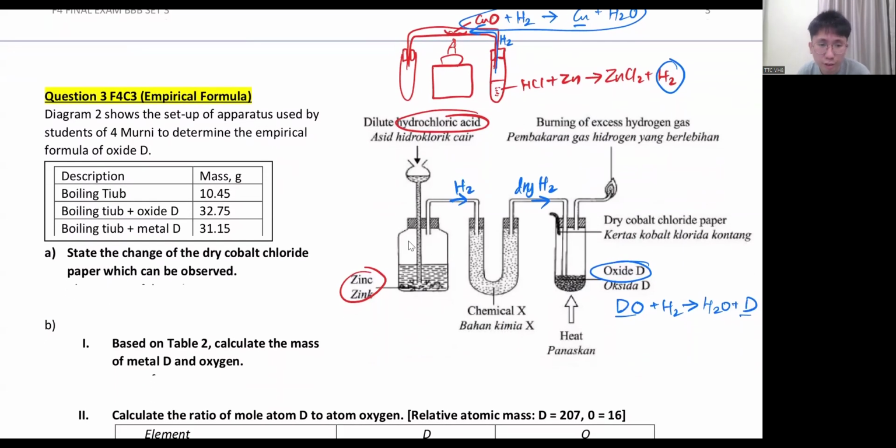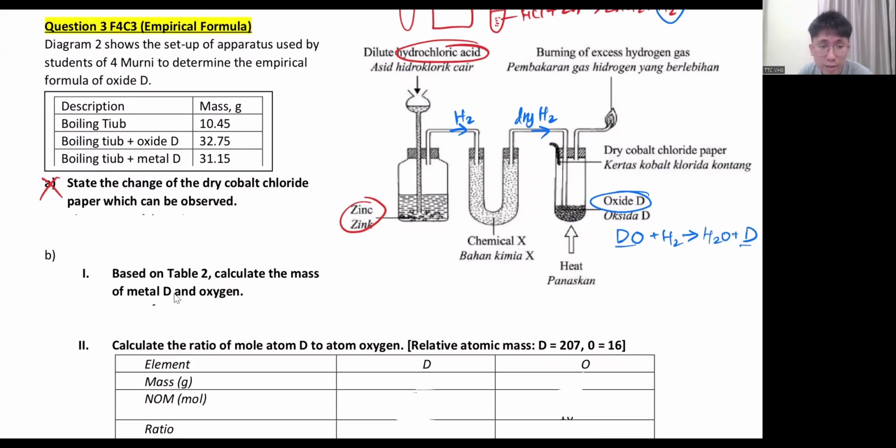Of course for here, part A is something you don't have to go through, because it's quite an old question version. So this one you can ignore. What you can do here is calculate the mass of metal D and oxygen. How do you get the metal D mass? Let's say I label 1, 2, and 3. To get metal D, I will take 3 minus 1. To get oxygen, I will take 2 minus 3.